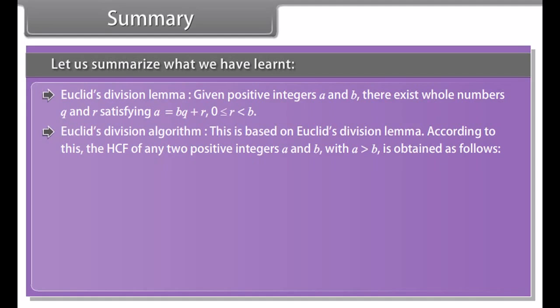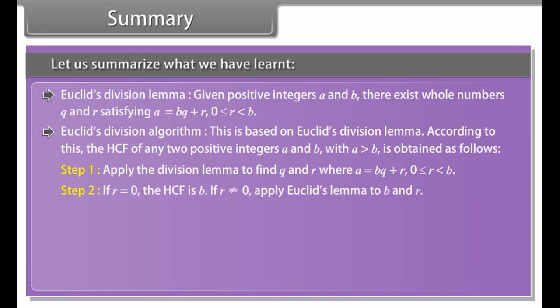Summary. Let us summarize what we have learned. Euclid's division lemma: given positive integers a and b, there exist whole numbers q and r satisfying a equals bq plus r, where 0 is smaller than or equal to r, which is smaller than b.